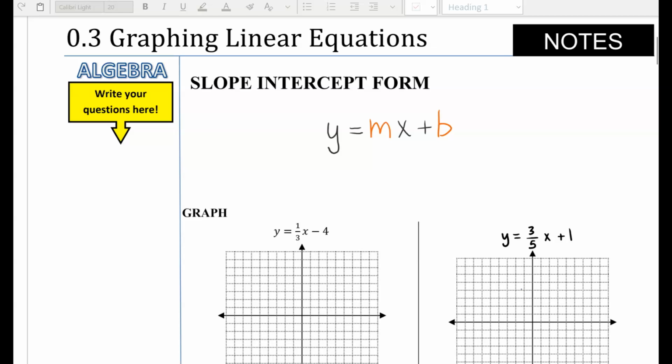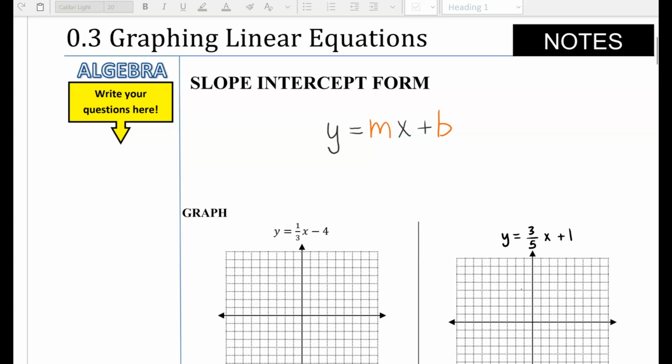Our favorite form of a linear equation is the slope-intercept form, which looks like y equals mx plus b. The y is by itself on one side of the equation. There's nothing added to the y, there's nothing multiplied to the y. Y is all by itself. And then you have a number multiplied by x.